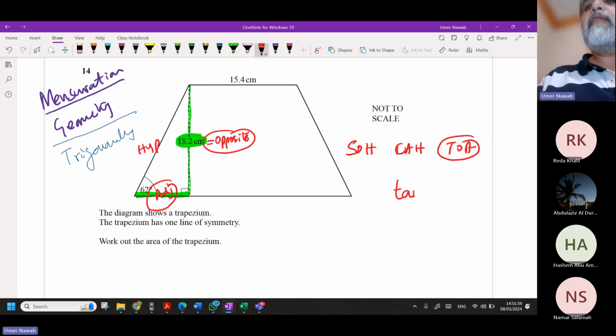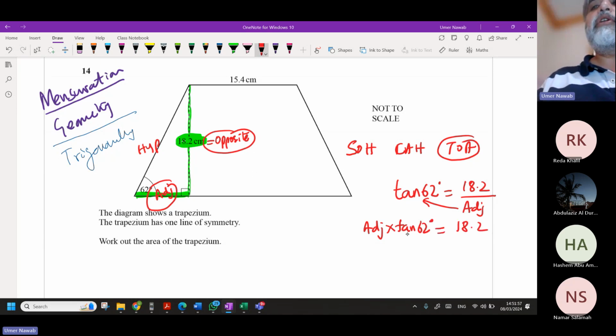I'm going to write here tan of 62 equals opposite, which is 18.2, over adjacent. I need to find the adjacent, so how can I do this, guys? I multiply by the adjacent here, so adjacent times tan of 62 equals 18.2. Don't take the shift tan. I need to send this tan 62 down. So adjacent equals 18.2 divided by tan of 62.